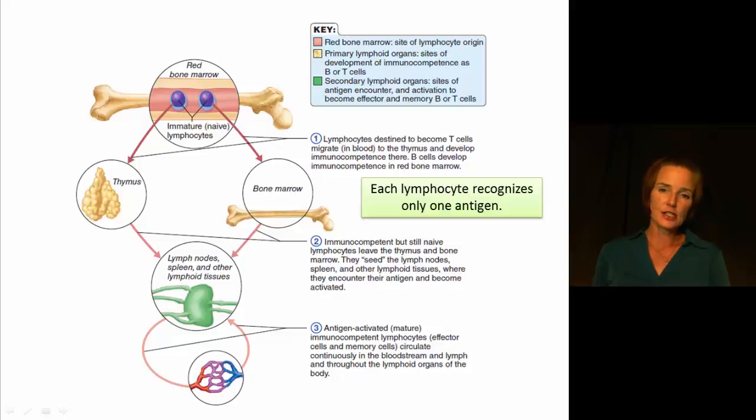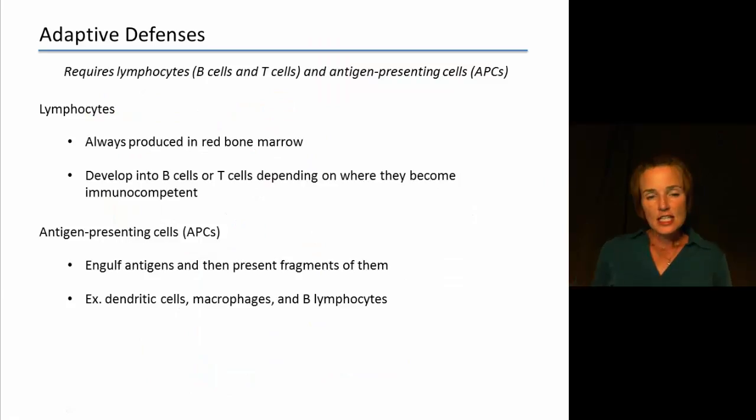Each lymphocyte is going to be able to recognize only one antigen. So it's a very specific recognition that we're getting here. One specific lymphocyte, one specific antigen is going to be recognized. The antigen presenting cells are also part of these adaptive defenses. These are called APCs, and their job is going to be to engulf antigens, digest them, and present fragments of them. These are going to be dendritic cells, macrophages, and also B lymphocytes.